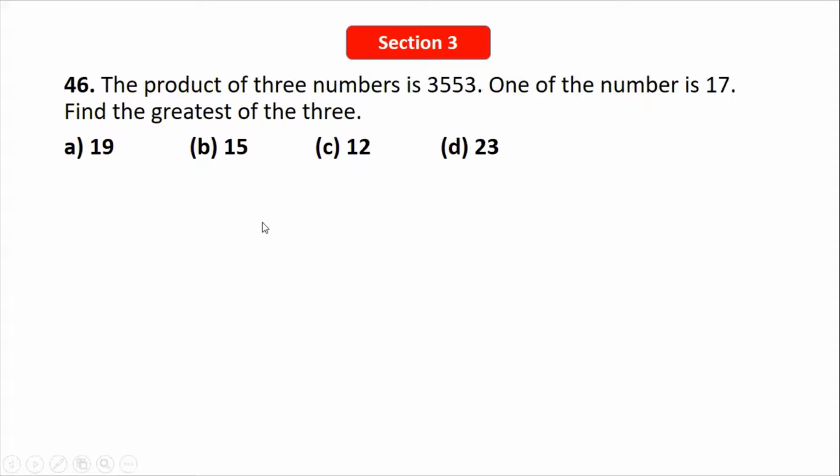The product of three numbers is 3553. One of the numbers is 17. Find the greatest of the three. So now I will take 3553 and divide by 17.